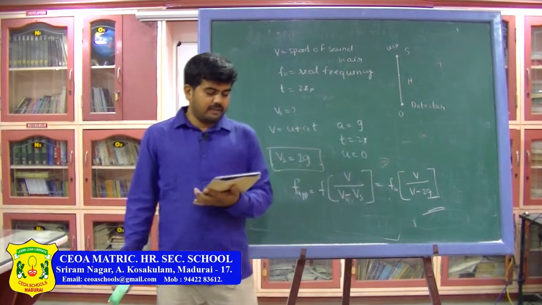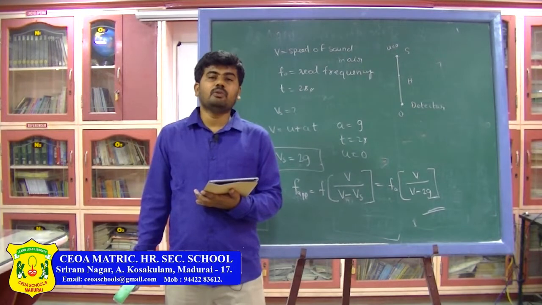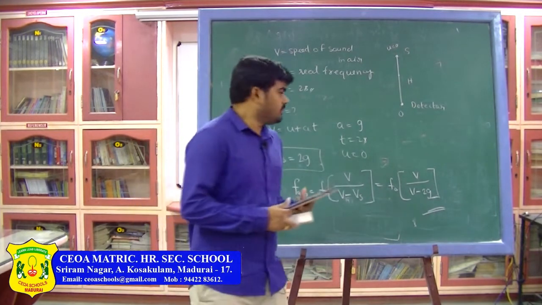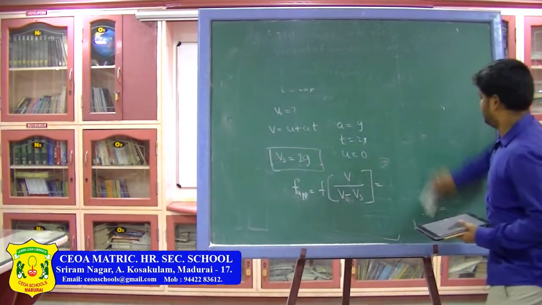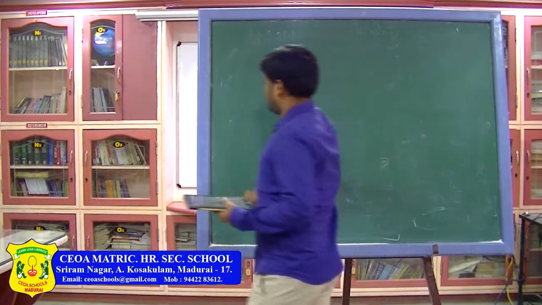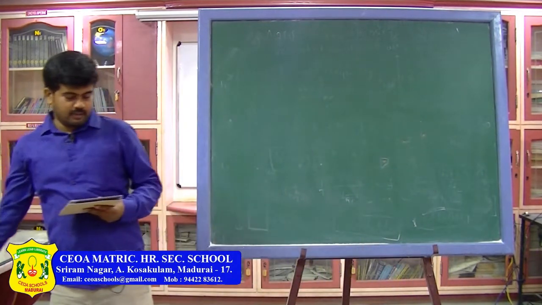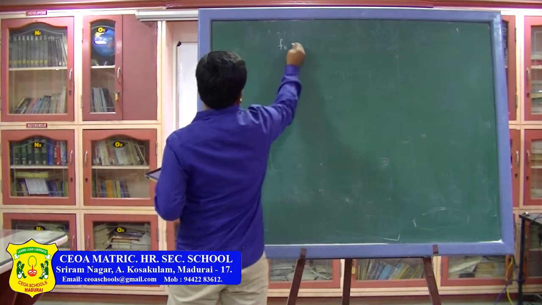Find the number of beats heard if both sides of the bridge are set into vibrations in their fundamental mode. So, let me write the given data and the corresponding diagram. The fundamental frequency of the sonometer is f naught.